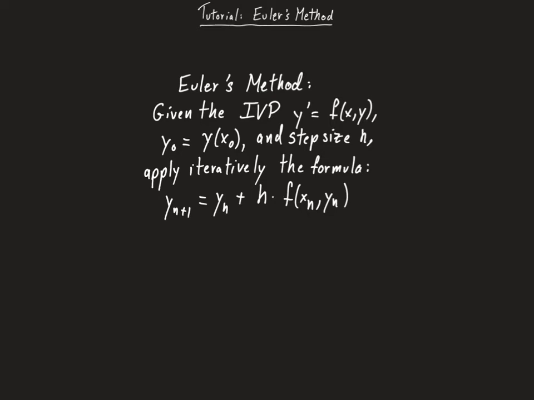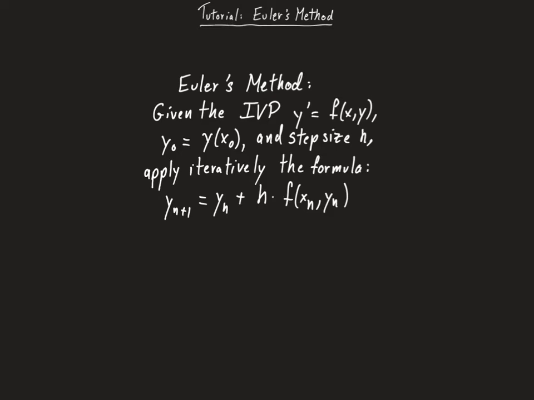Euler's method applies when you're given an IVP, which will stand for initial value problem throughout the rest of this course. You're given an initial value problem, y prime is equal to some right-hand side that's a function of x and y, f of x y in this case, along, of course, with an initial value, y0 is equal to y of x0. And also, the problem will specify for you a step size, h.